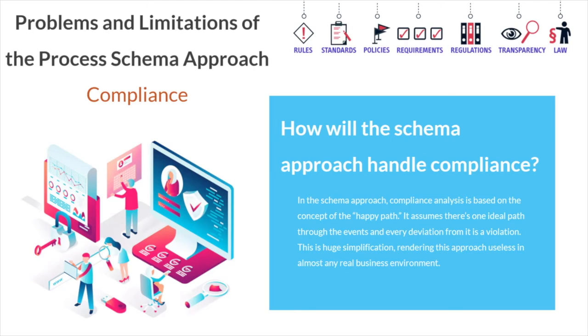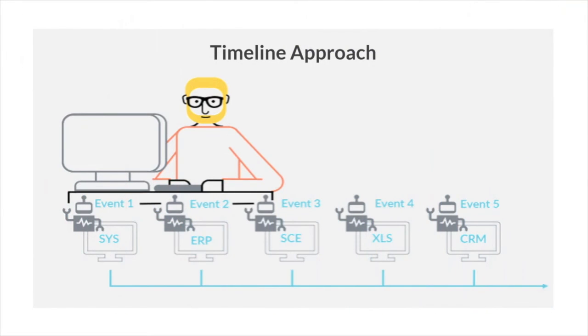Now in a few cases that's okay. However, in the vast majority of businesses, the violations are not created equally. For example, a minor delay in shipping due to inclement weather is not the same as completely missing some prescribed step. So the combination of these problems makes the schema approach rather unusable for compliance analysis for the traditional business user. So let's talk about the timeline approach.